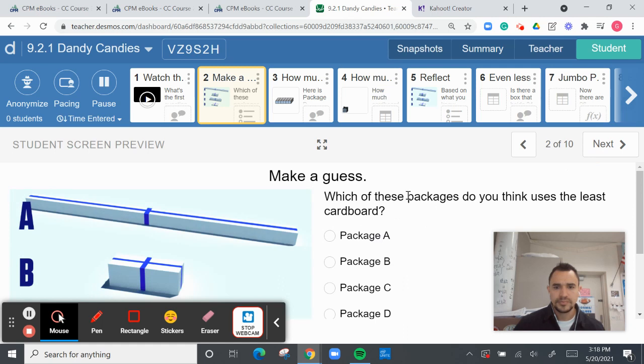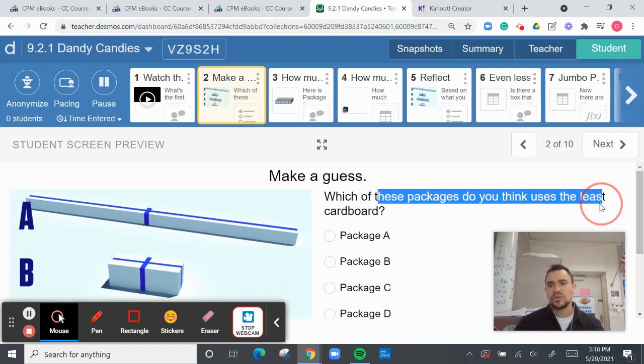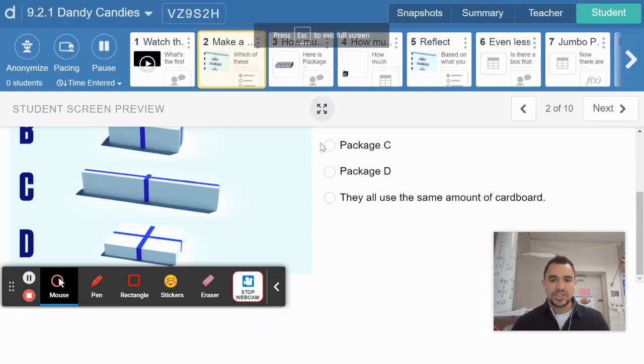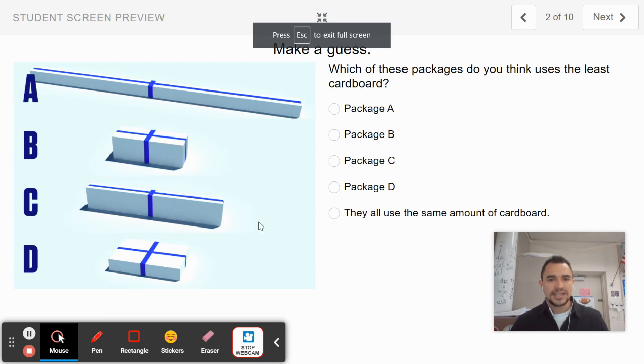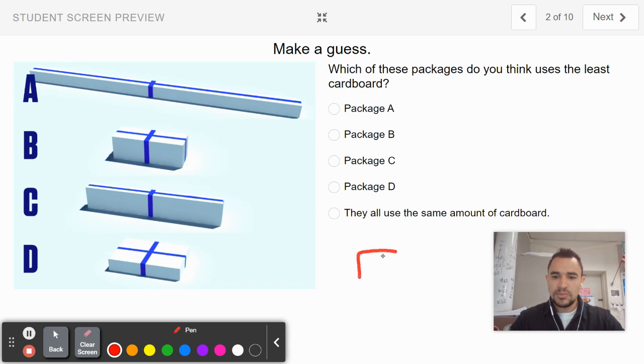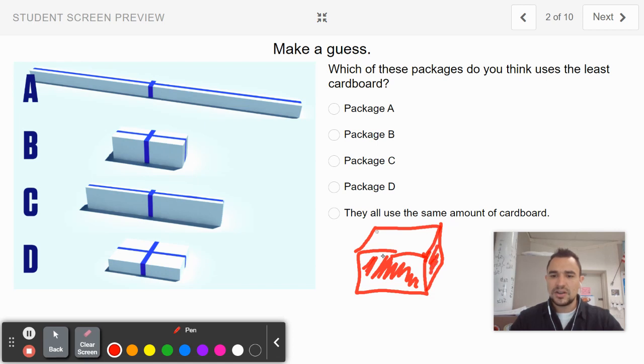Which one of these packages do you think uses the least cardboard? Okay, so cardboard is being used, and they give us 4 different dimensions. So they have A, B, C, and D, and we've got to figure out what uses the least. This is in terms of surface area. So when you think of surface area, there's, for example, here is a box, and then here is a cube. Surface area is everything on the outside of the box. So it's the area around the box.